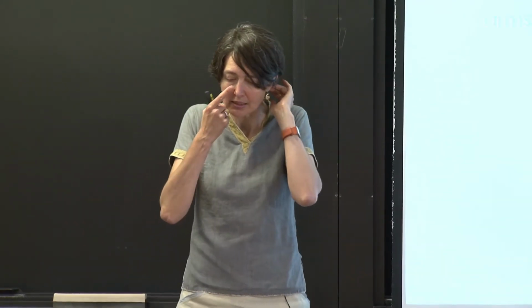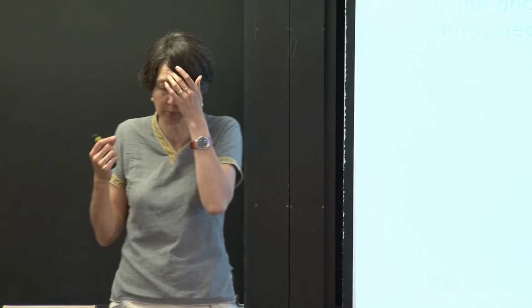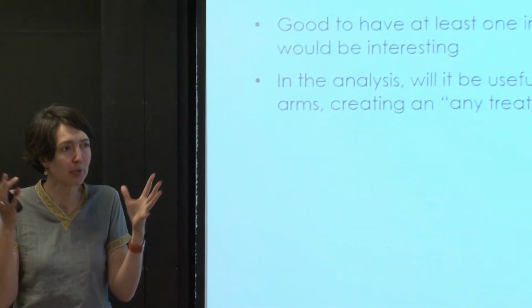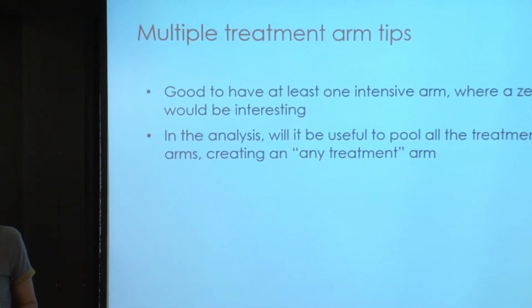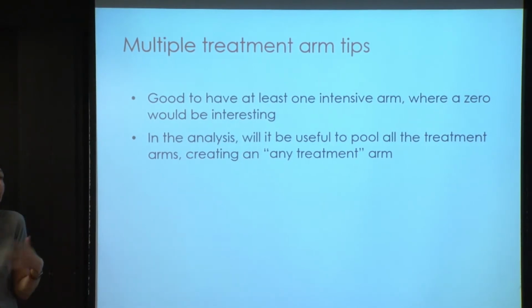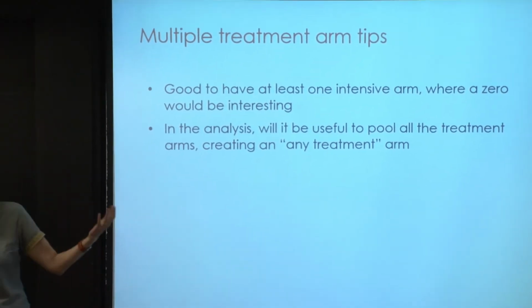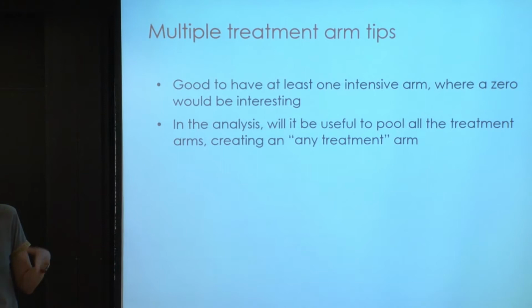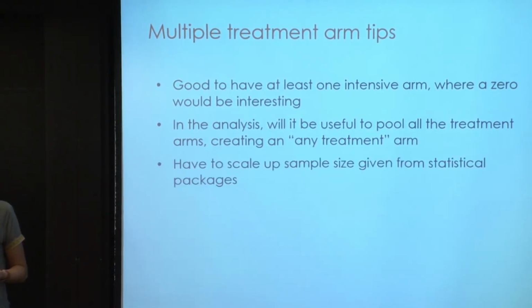In the analysis, as I've said, it may be useful to pool some arms. So think about that when you're doing the design. What would be an interesting pool? And that pool will be measured very precisely. Often we pool any treatment. The different treatments might be slightly different varieties of treatment, but think about creating an any-treatment arm.